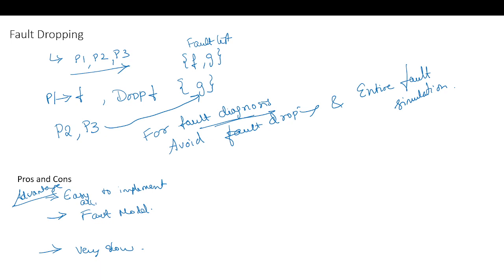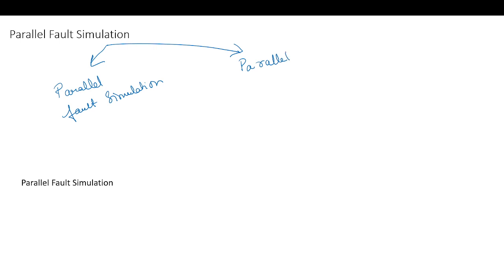So next, we have done the simulation in a serial way, one fault at a time: first the golden or fault-free, next one fault at a time. Now in the parallel fault simulation, we can simulate in parallel. In the parallel simulation, we have two types: the parallel fault simulation and the parallel pattern fault simulation. We will keep the faults in parallel and simulate, and next we will keep the patterns in parallel and then simulate.